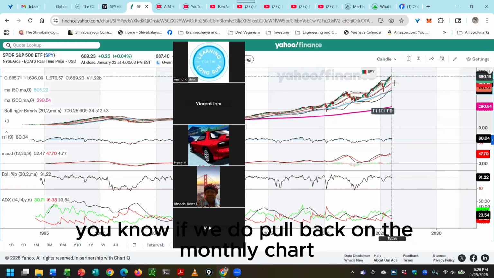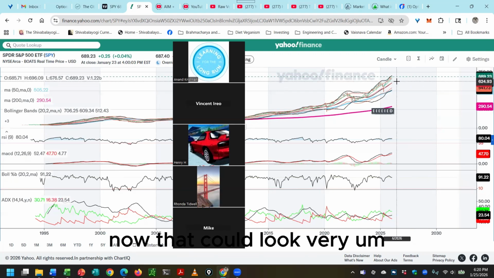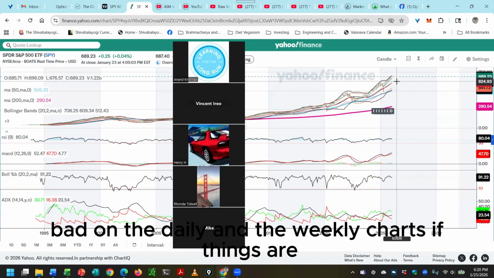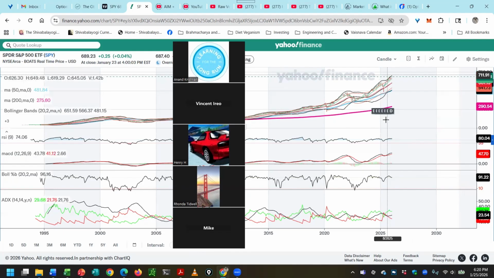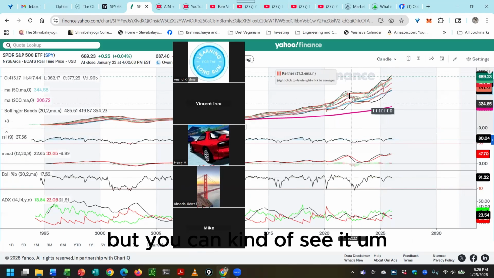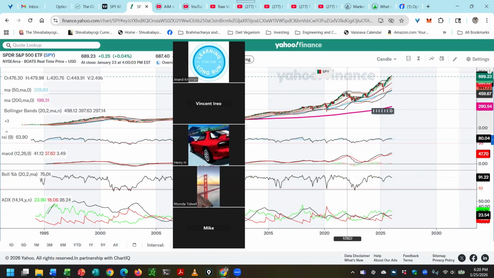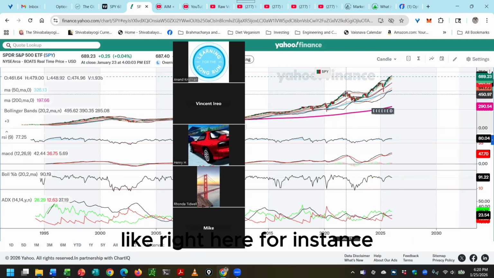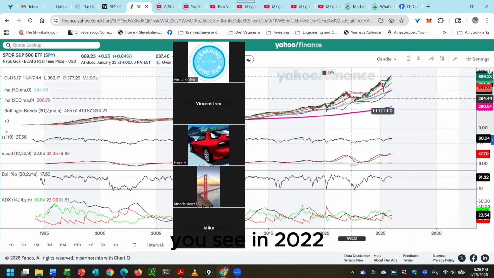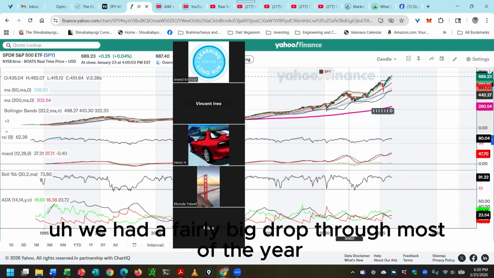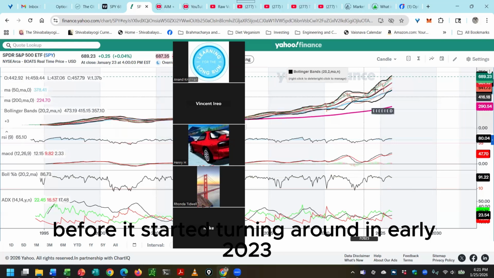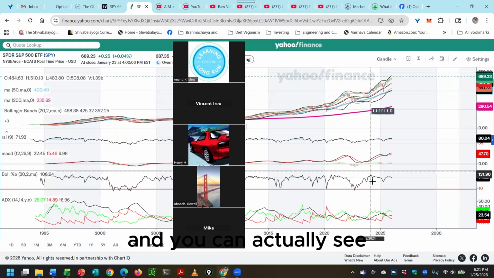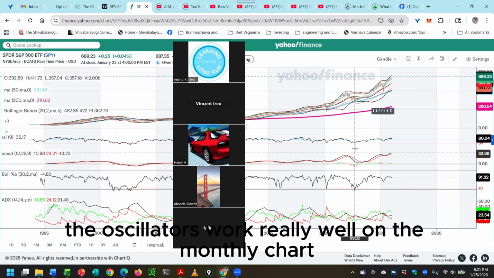So if we do pull back on the monthly chart, that could look very bad on the daily and the weekly charts if things are dropping on the monthly chart, but you can kind of see what's happening right here, for instance. You see in 2022, we had a fairly big drop through most of the year before it started turning around in early 2023 and moving back up. And you can actually see the oscillators work really well on the monthly chart.